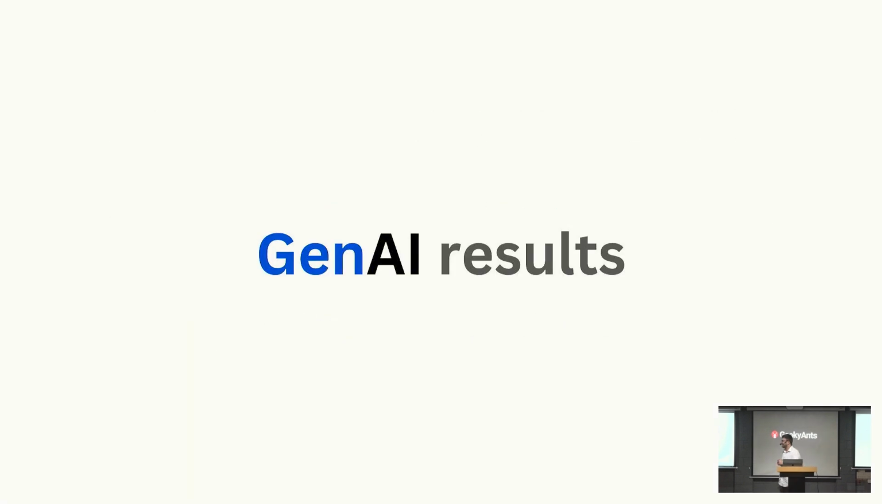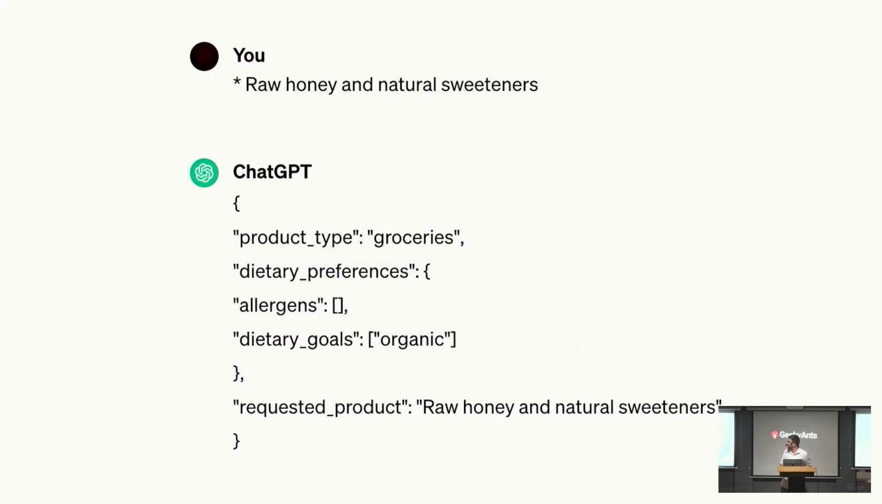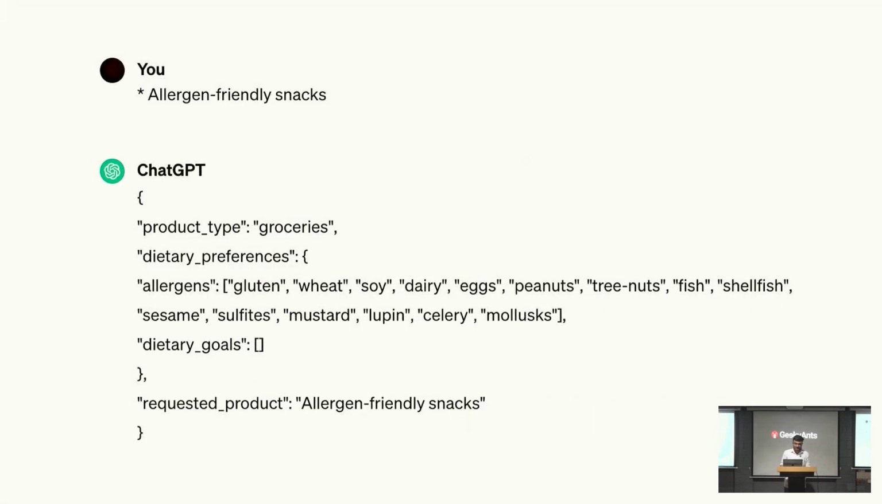At the end, yeah, that was the hard part. This is the interesting part, what the results are. So I searched for raw honey and natural sugar. The user query did not have organic in it, but it did pick up organic and adds it to dietary goals. And obviously it searches the keyword, the user input that has been sent by the user. Also, for allergen friendly, there's an interesting output where it picks up all the allergens, although they have not been specifically mentioned using keywords.